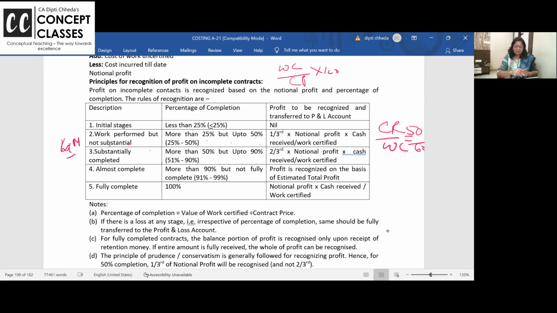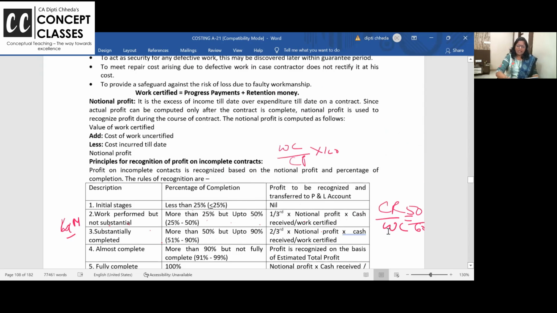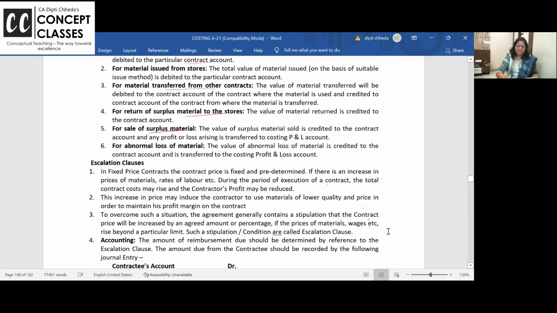Okay? See, percentage of completion is work certified by contract price. And sometimes there is a loss. You can't say, ma'am, loss also can be recognized in stages. If you are forecasting a loss, irrespective of whether 30%, 50% or 100% is complete, you will recognize 100% of the loss in the P&L account. Clear to all of you? And this 1/3, 2/3 is clear? Yeah, I'll just scroll up if I have not covered anything for you.